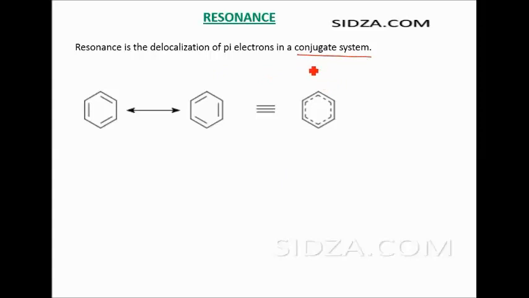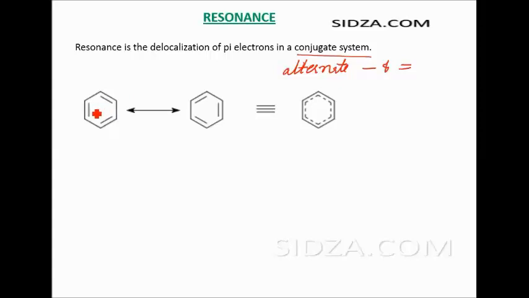Conjugated system means we should have alternate single and double bonds, right? Like in benzene, there are 3 double bonds, but they are alternately present. We have a double bond here, single, double, single, double, single. So this is a conjugated system because we find double and single bonds alternately present. Therefore these pi electrons can delocalize. That means in benzene resonance does occur because we have a conjugated system, right?